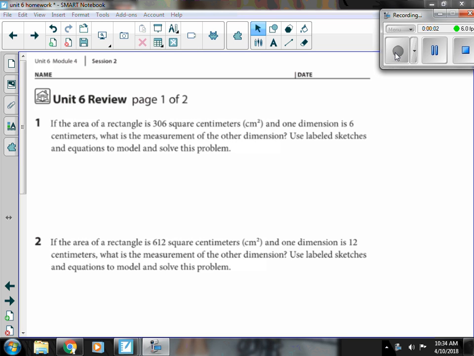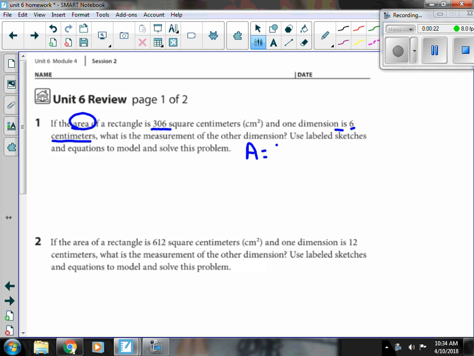Tonight's homework is word problems to help us review for our test tomorrow. Number 1, if the area of a rectangle is 306 square centimeters and one dimension is 6 centimeters, what is the measurement of the other? Well, I know area is length times width. So if I'm given area, I need to work backwards, and so I need to divide. So I'm going to do 306 divided by 6.